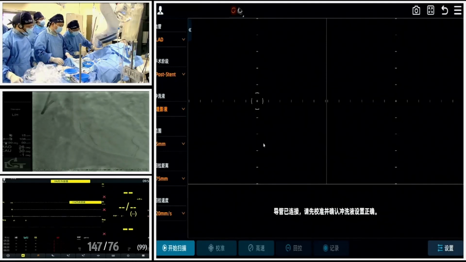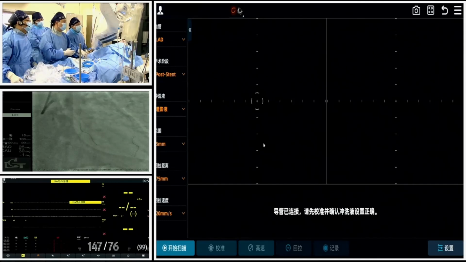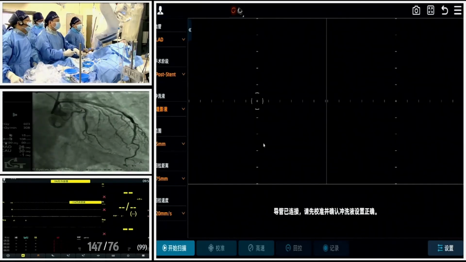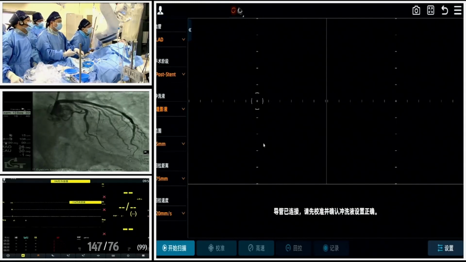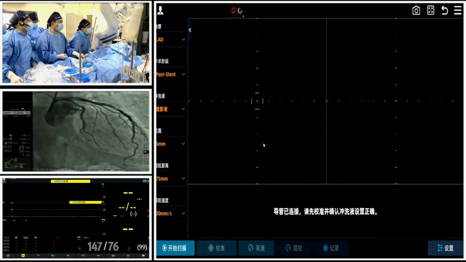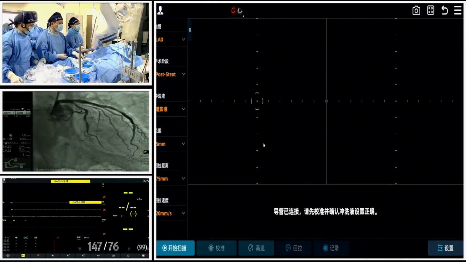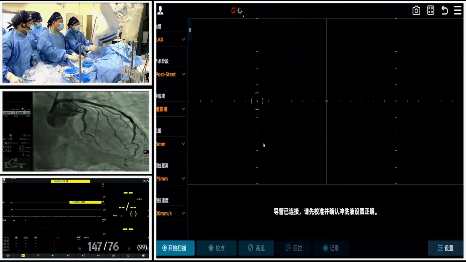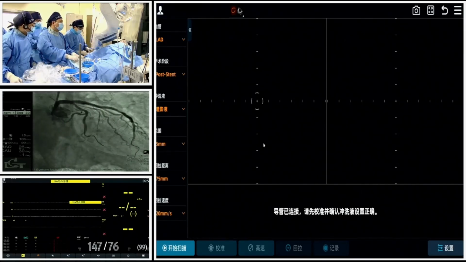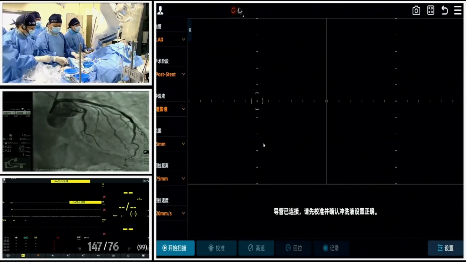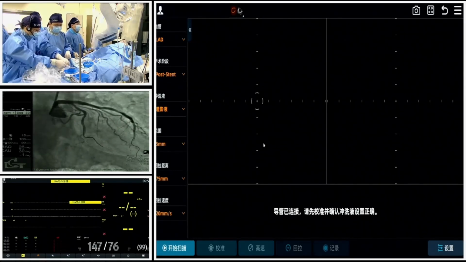Yes. We will show a final angiography. It's very excellent. Yeah, from the angle, it looks very good. Okay. And let's check with the imaging.